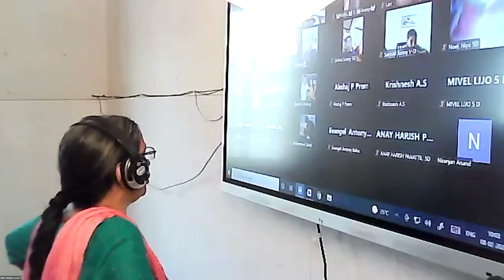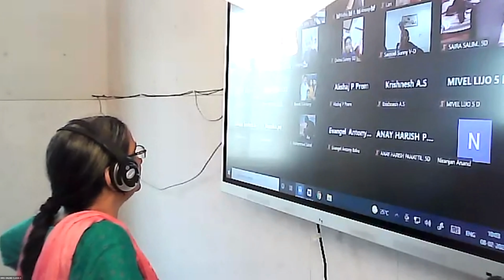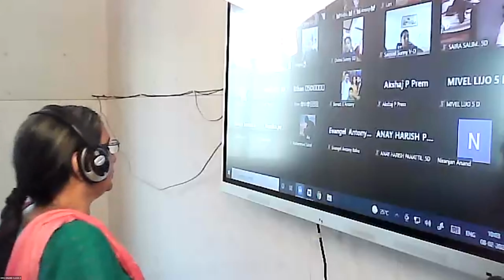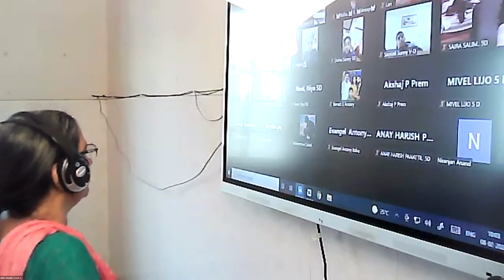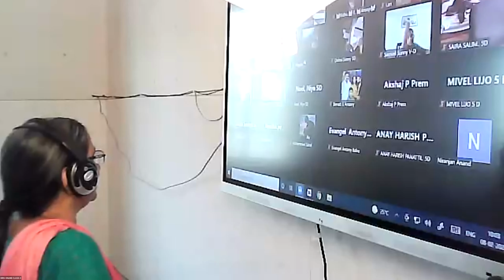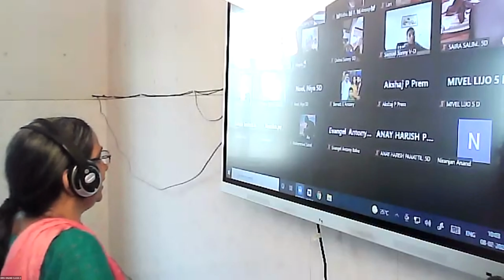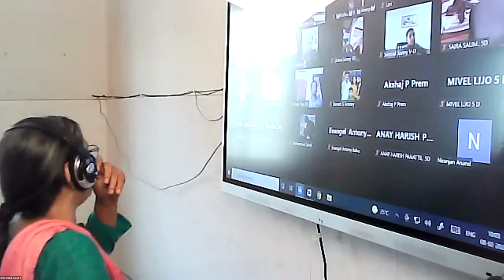What is the formula for calculating the perimeter of a rectangle, Leonardo? 2 into L plus B. What is meant by perimeter, Ethan? Sum of all the lengths. The sum of all the lengths is called a perimeter. For a two-dimensional figure only you have a perimeter.